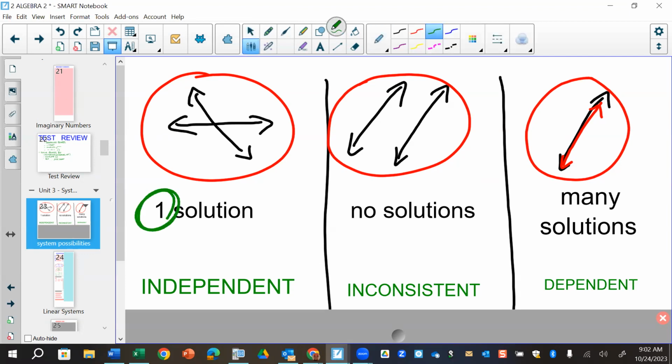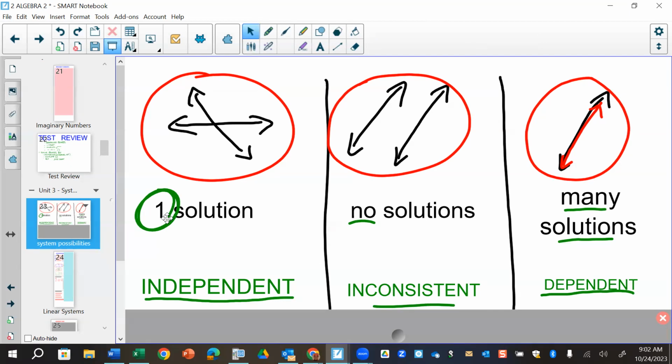One. If you are one, you are true. And what word might describe you? Independent. So if there's one, independent. But what if you got, like, you count on your many friends, then you are doing what? You are dependent upon them. And the other one, none: inconsistent.